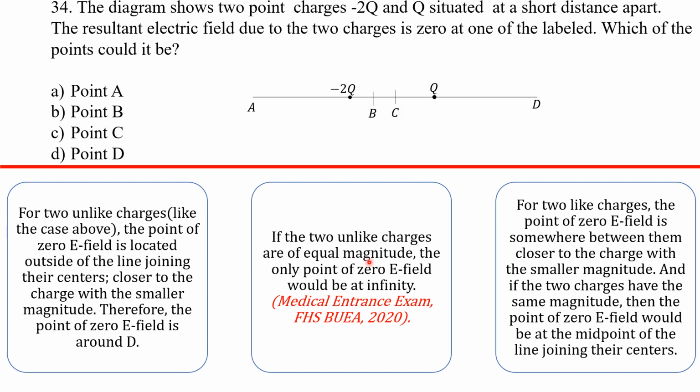I think you really get it. Then make sure you also read this. That also came in the FHS Boya 2020 entrance exam, but very weirdly. So go ahead and take some time to read what I've written there. So our answer in this case is D. This is where you are likely going to have that being equal to zero.